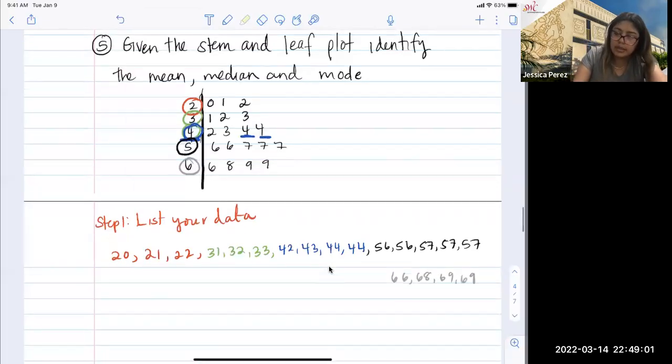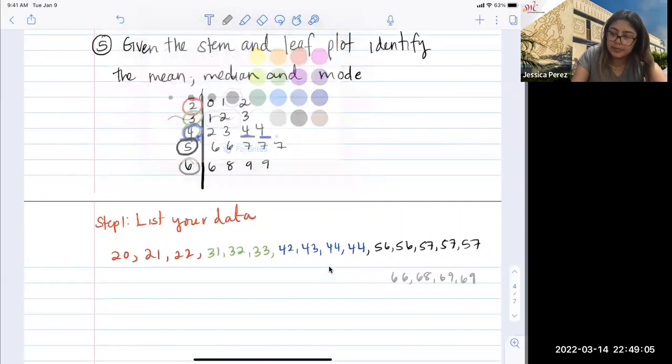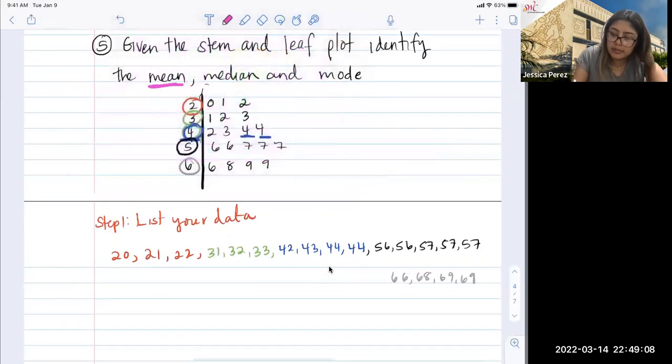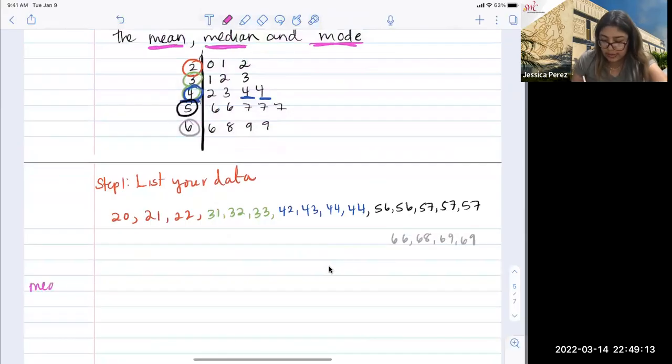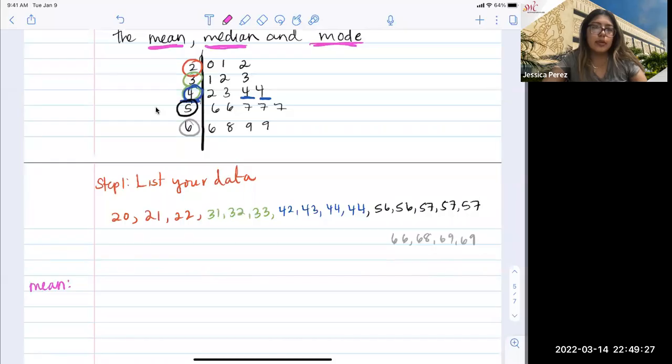Now we need to find the following. We need to find the mean, the median, and the mode of this data. So the mean is going to be first. All we have to do is add them and divide by the quantity. So let me punch that in the calculator here.